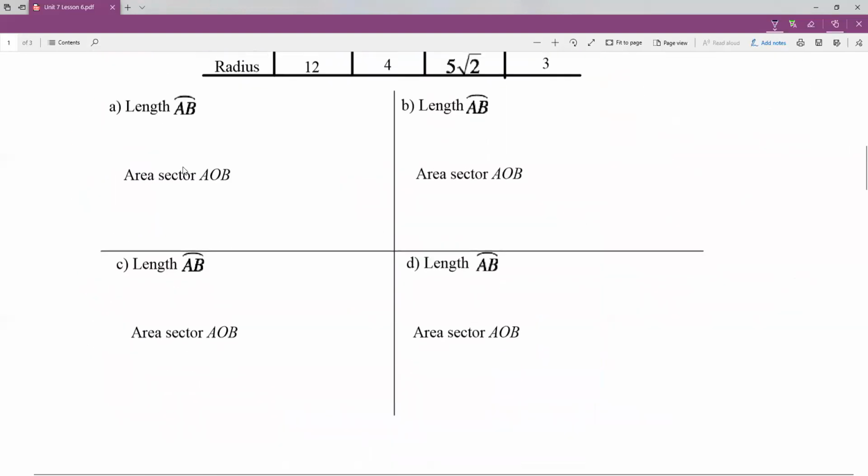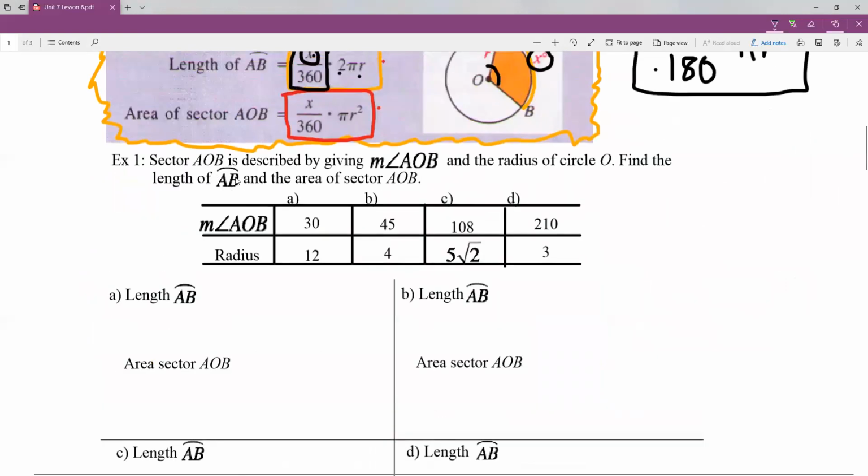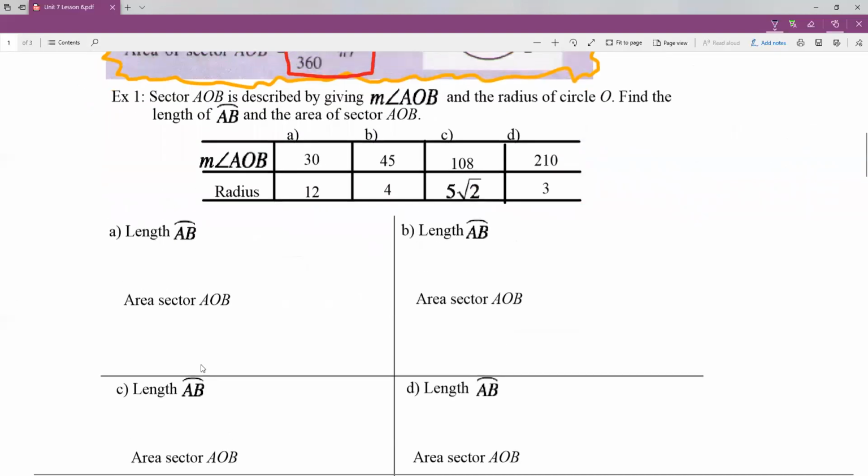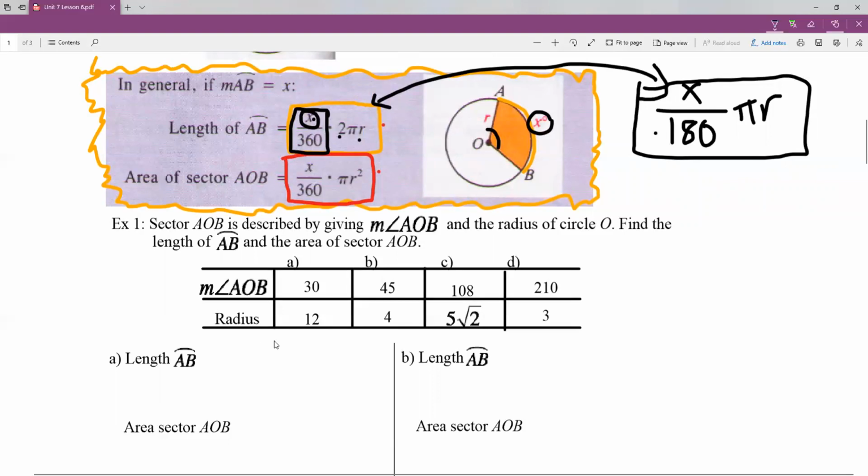It's completely personal choice. Use what you want. All right, they want us to do a bunch of calculations here. Sector AOB is described by giving the measure of angle AOB and the radius of the circle O. Find the length of AB and the area of sector AOB. This is just a bunch of plugging and chugging. So make sure you have your formulas ready because we're going to plug each of these into the formula, get out an answer, and we're just practicing here. So let's give it a shot.